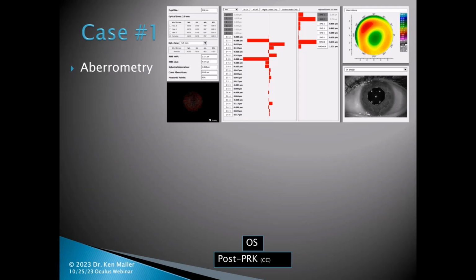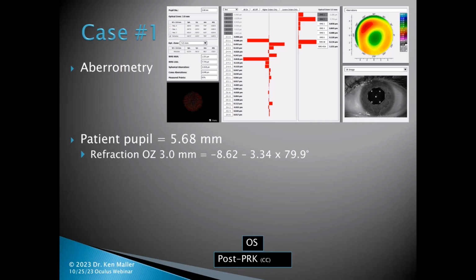On the left eye, we have here a pupil that was measured on the patient at 5.68, and the refraction at 3 is about -8.5 with 3.5 diopters of cylinder, and at 5.5 we're at about -6 with about 3 diopters of cylinder. So not nearly as much myopia on the left eye, as well as not as much change in myopia across the dimension of this cornea.